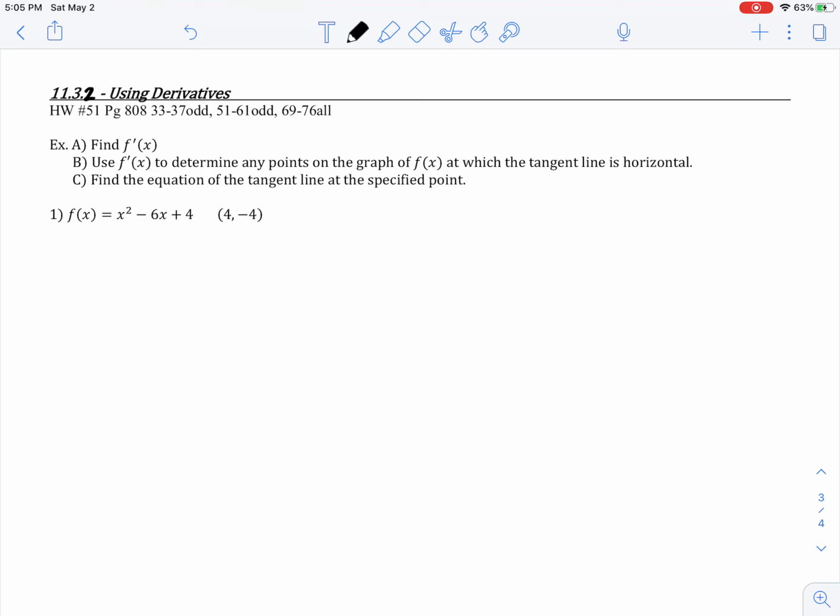All right, so we're going to continue finding the derivative using the limit of the difference quotient. And then once we have the derivative, we're going to try to determine any points on the graph where the tangent line would be horizontal, and then find the equation of the tangent line at a given specific point.